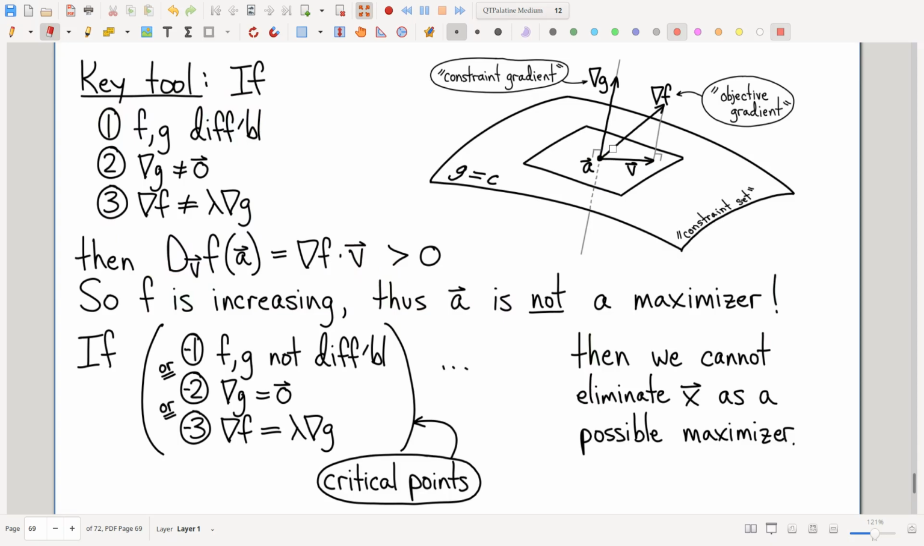Right? Where does this argument fail? And the argument fails where any one of those conditions fails. So we're going to sort of hide our failure by labeling them as critical points, trying to pass off a failure as a success. Right? And then we just have to deal with them individually. Okay. All right.